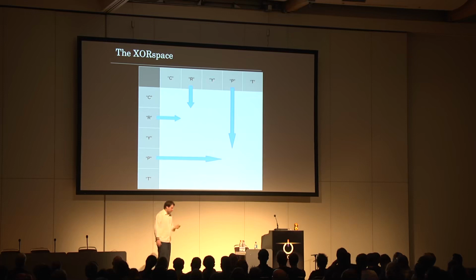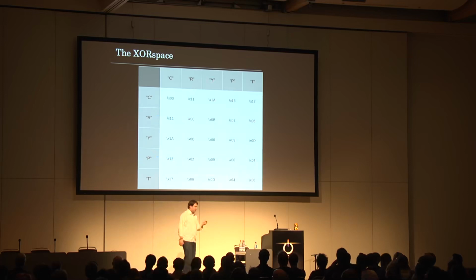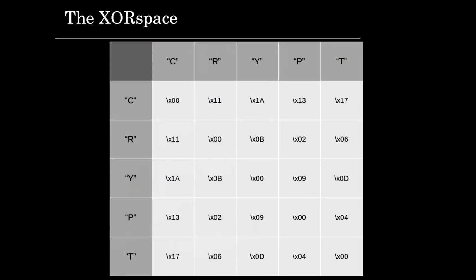What is this good for? We're going to see in a moment. First of all, this is what it looks like. As you can see, along the diagonal, everything is null bytes, right? Because it's a character XORed with itself.